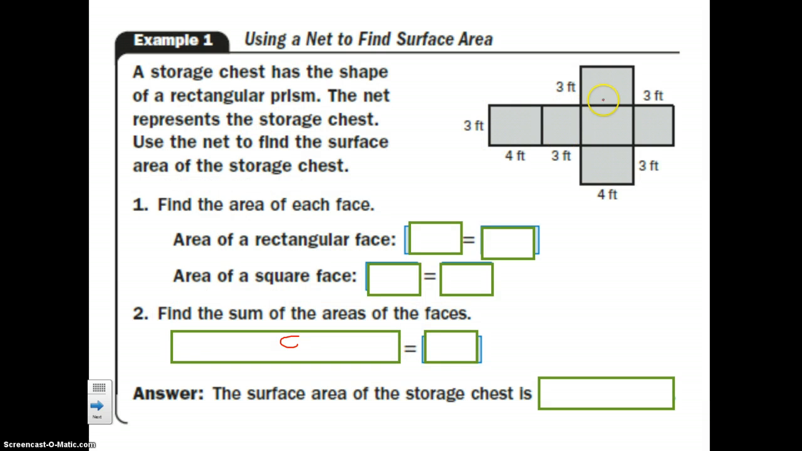Example 1, this is a net. So we took a box and we flattened it out, and this is what resulted. If I fold this back up together, I would get some sort of rectangular prism. Use the net to find the surface area.